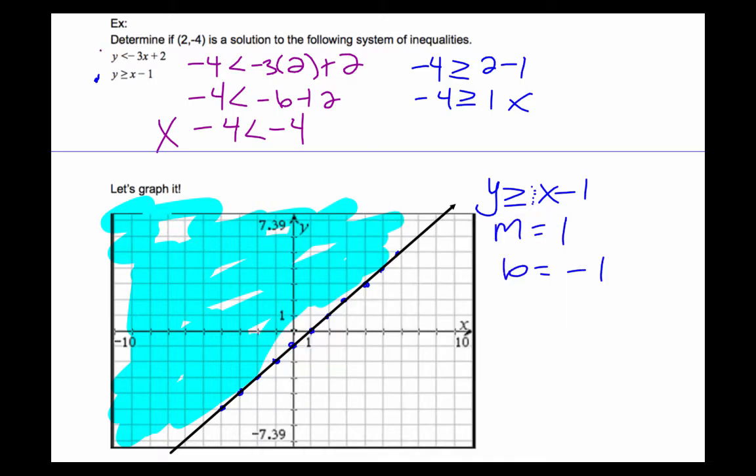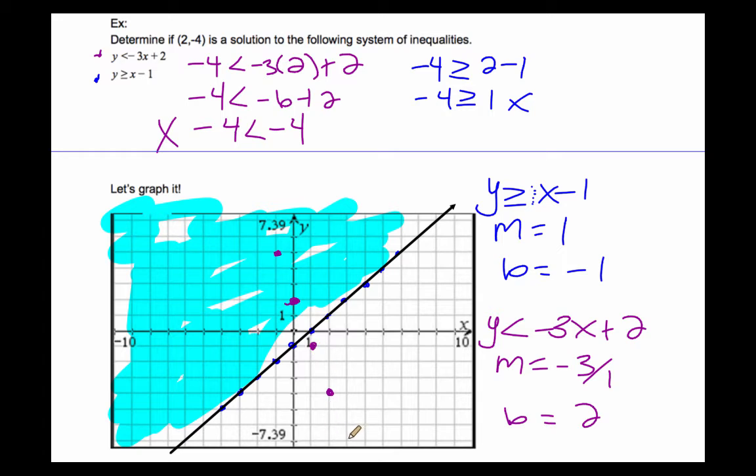All right, so this one is y is less than negative 3x plus 2. So my slope is negative 3 or negative 3 over 1, and my b is 2. So I'm going to start here at 2, and I'm going to go down 3, 1, 2, 3 over 1. Down 3 over 1. Or up 3 and to the left 1.